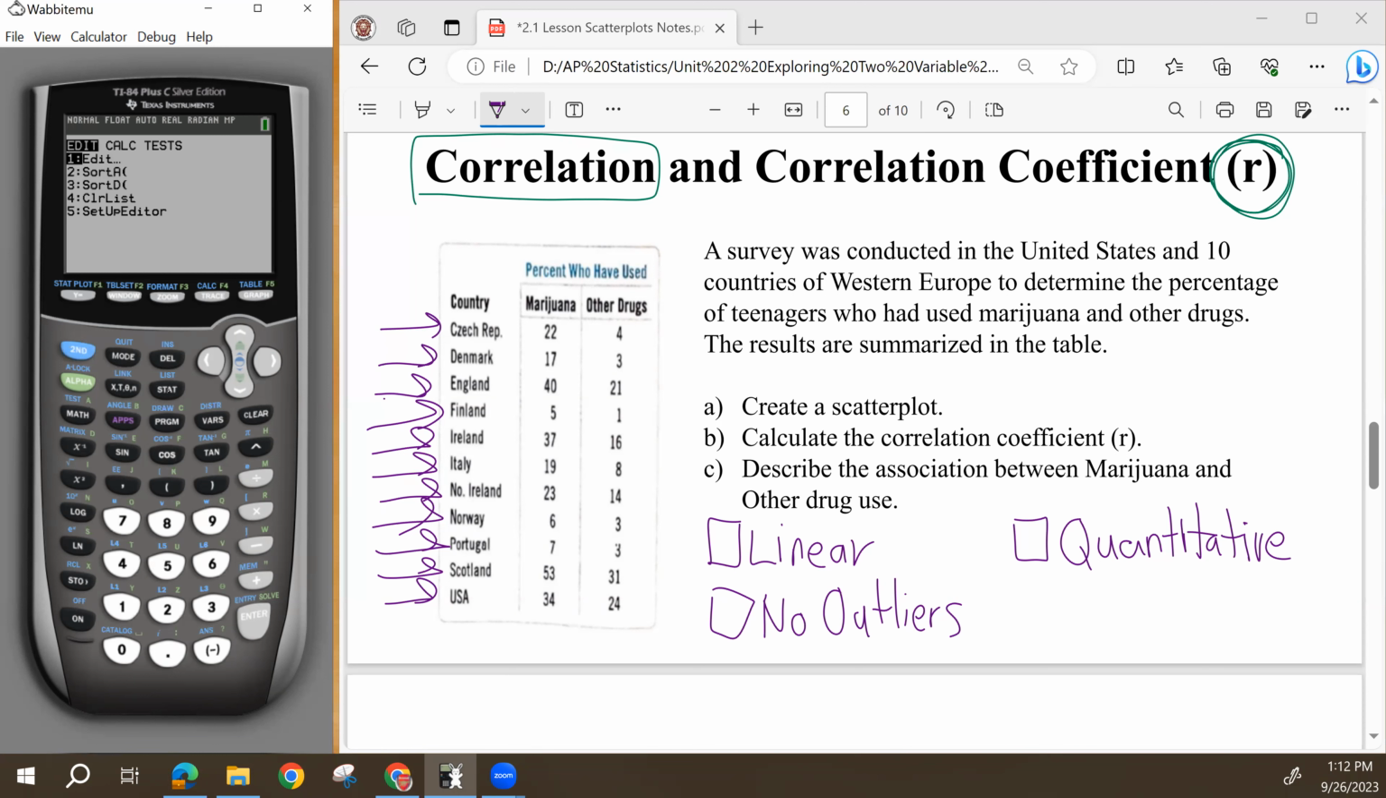So we're going to hit stat, and we're going to calculate. We do have two variables here, but we're not going to do two var stats. We're going to go down to option 8. That's linear regression, which we'll talk more about in the next couple lessons. We want to choose number 8. We're going to tell it our X list is list 1, our Y list is list 2, and then we're going to calculate. It's going to give us 4 different values. The value we're looking for is R, the correlation coefficient.